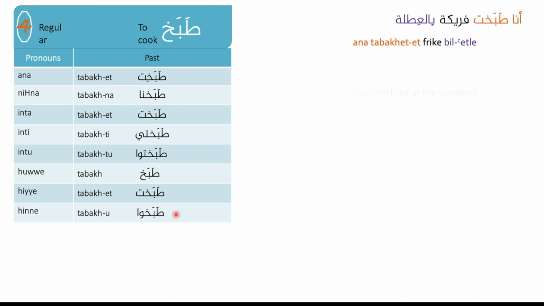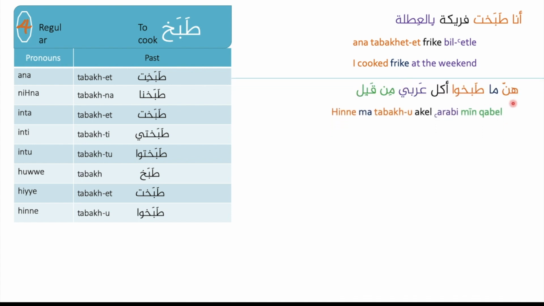We've got a couple of examples. أنا طبخت فريكة بالعطلة. I cooked or made فريكة at the weekend. هن ما طبخوا أكل عربي من قبل. They didn't cook Arabic food before. So من قبل means before, and هن means they.